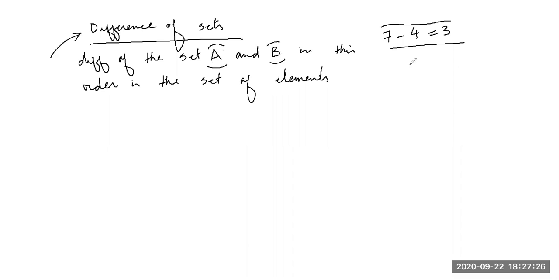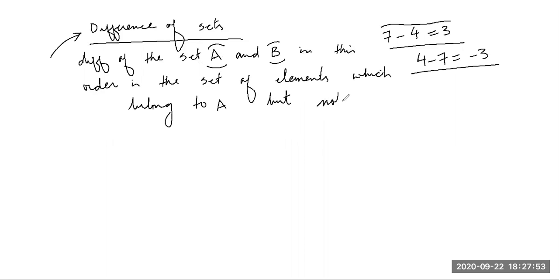Whereas in arithmetic, 4 minus 7 is possible. That is minus 3, but here it may not be. So the difference of sets A and B in this order is a set of elements which belong to A but do not belong to B. So guys, I represent it like A minus B, and I read it like A minus B.